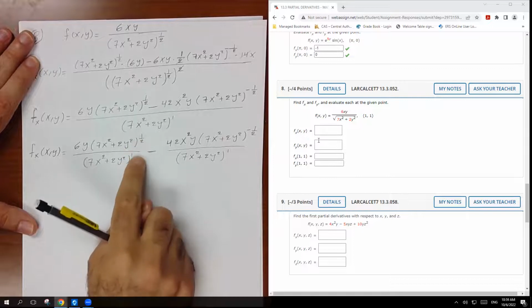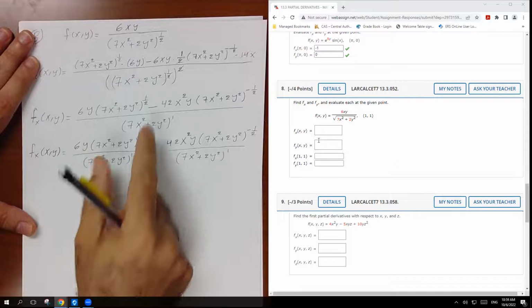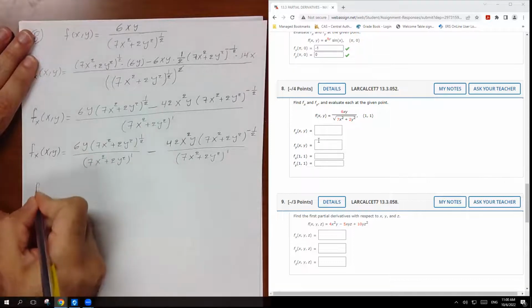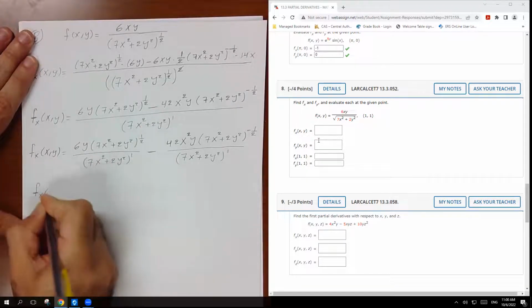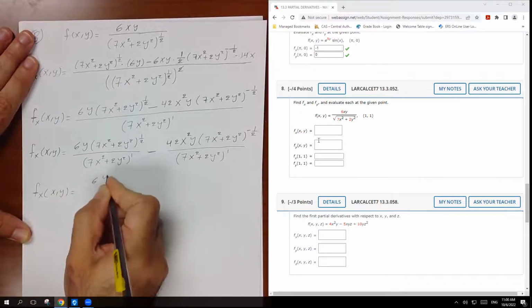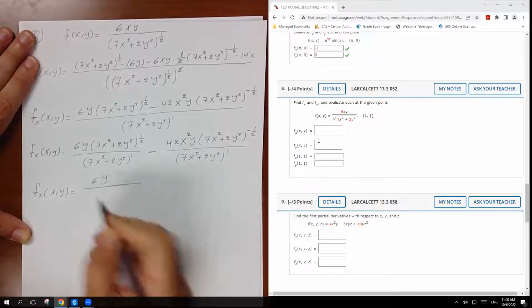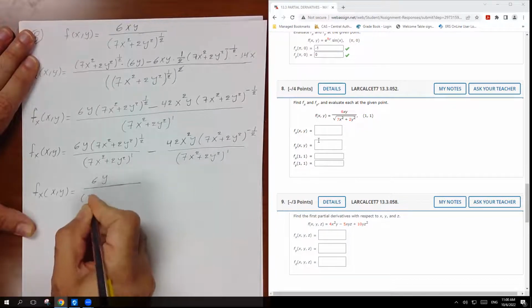No, 1 minus half is going to be half, which is this one's square root. This is 1. You can cancel it. So f sub x to the xy is going to be equal. Here is just 6y over, I'm writing down everything, so you're going to get the whole steps.